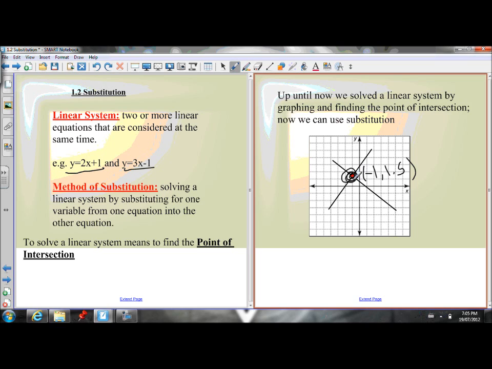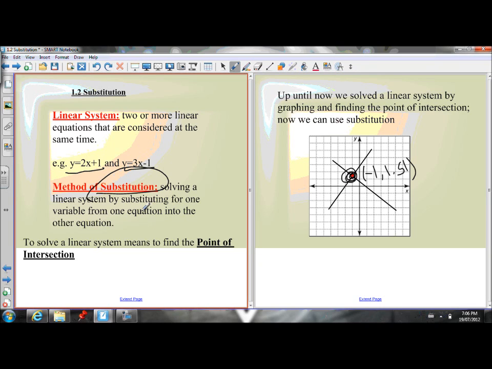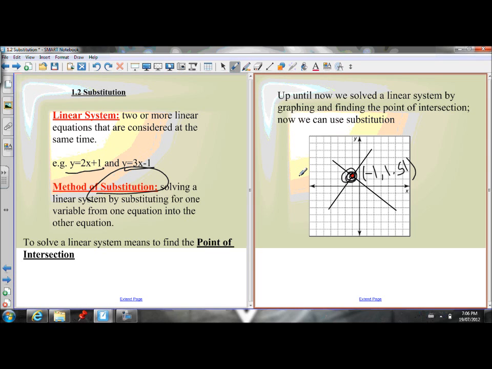That could be at 1.51. That could be at 1.6. It could be at 1.45 on the y-scale. I can't tell for sure by looking at a graph, so it's just an approximate value there. What we're going to learn today is substitution, which is an algebraic method which will give us an exact point of intersection.